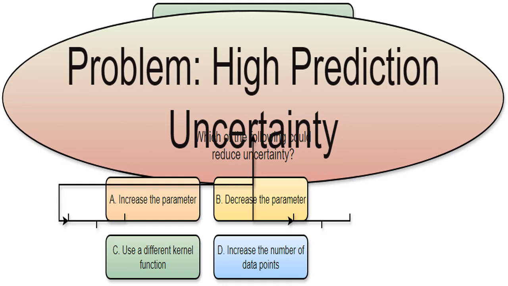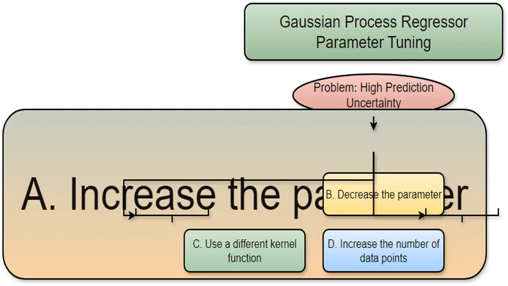I see high uncertainty in my Gaussian process regressor predictions. That means my model isn't very confident about its predictions, even where I have lots of data. Let's figure out how to fix it. Increasing the alpha parameter increases the assumed noise level in the data. Think of it like adding more random noise to your measurements. More noise means more uncertainty in the model's predictions. That's not what we want.